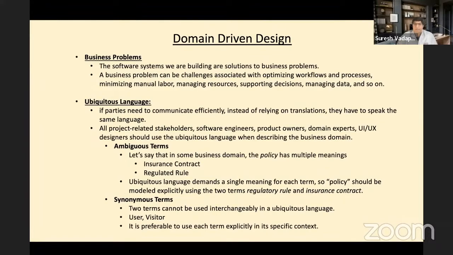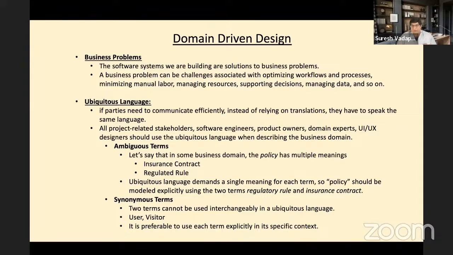Okay, next, the business problems. When we talk about domain-driven design, what is a business problem? A business problem is not always some technical problem that you need to solve. You are solving problems, identifying the domains, identifying the business needs. It can be minimizing manual labor, managing resources, supporting decisions, it can be anything.